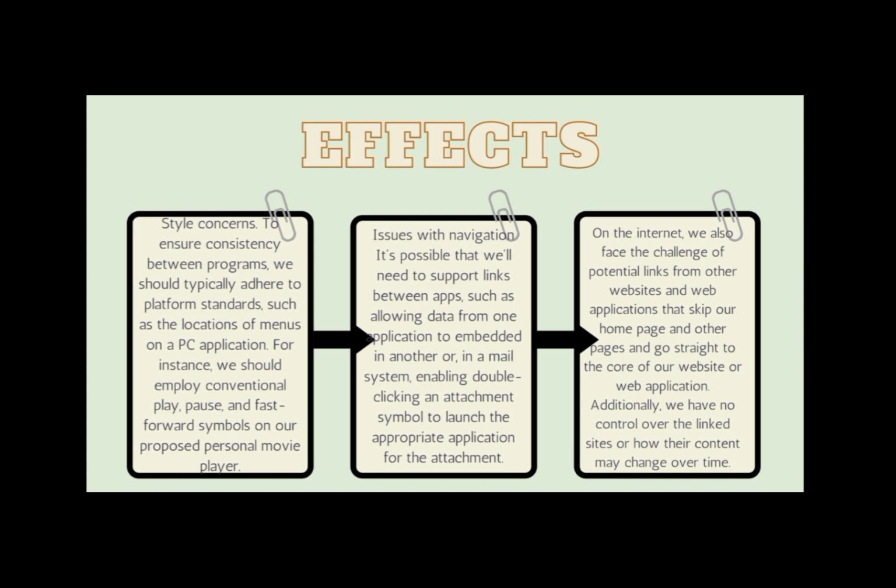Issues with navigation: it is possible that we will need to support data moving between applications, allowing data from one application to be embedded in another, or in an email. Symbols enable double click and an attachment symbol to launch the appropriate application for the attachment. On the internet we also face the challenge of users potentially entering from the website or web application, skipping the homepage or other pages and going straight into the core of the website or web application. Additionally, we have no control over the links registered or how their content may change over time.